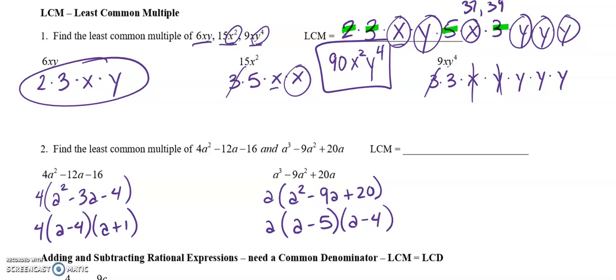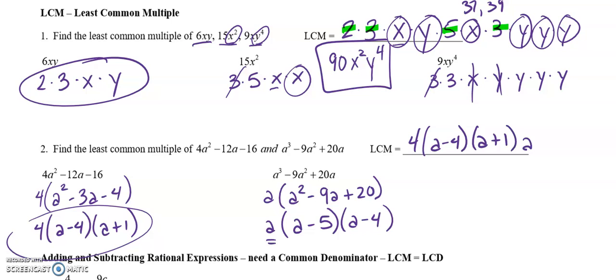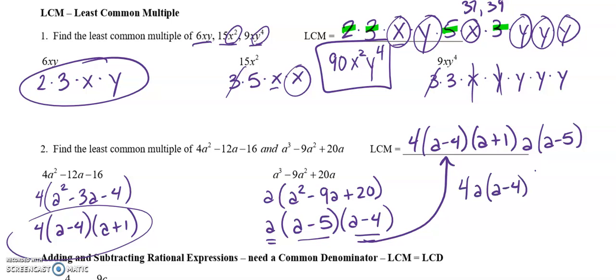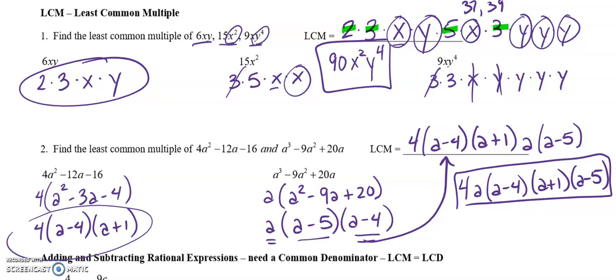So when I go to get my least common multiple, I just take everything of the first one. So I'll have a 4, I'll have an a minus 4, and I'll have an a plus 1. And then when I look at the second one, I need another a. The a minus 5 I need, but then the a minus 4 I already have, so I don't have to do a second one. So that'll leave us with 4a times the a minus 4, the a plus 1, and the a minus 5. So I'll need all of that for the least common multiple. If these two values were in our denominator, then this would be our least common denominator.